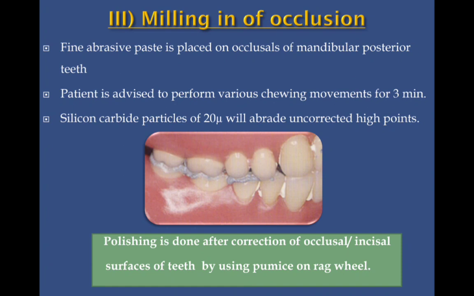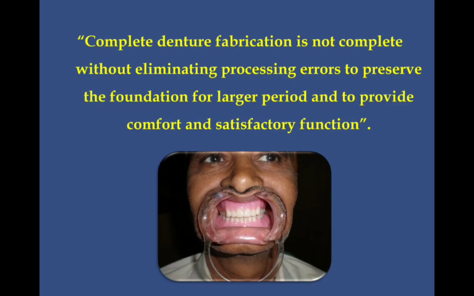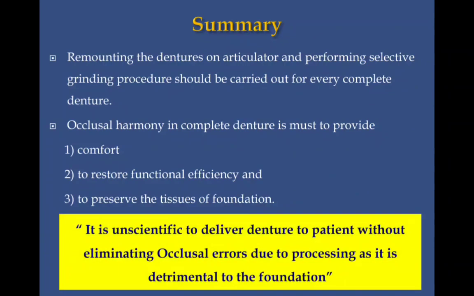So these are the three crucial steps which we are going to follow in every case to deliver a nice proper denture. A complete denture fabrication is not complete without eliminating processing errors, to preserve the foundation for a larger period of time and to provide comfort and satisfactory function. So basically the three functions which we are going to address here are comfort, restoring functional efficiency, and our basic aim, the Devan's dictum, to preserve the foundation. We need to preserve the foundation, that should be a primary aim rather than meticulously replacing the missing teeth.